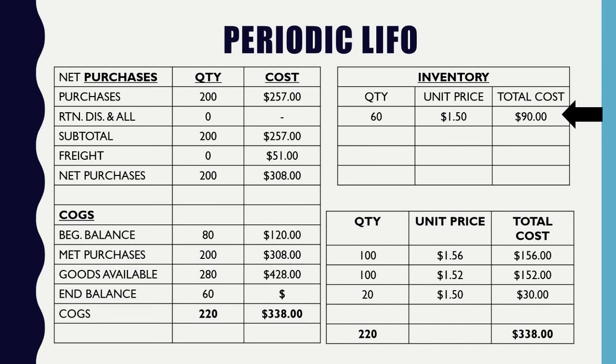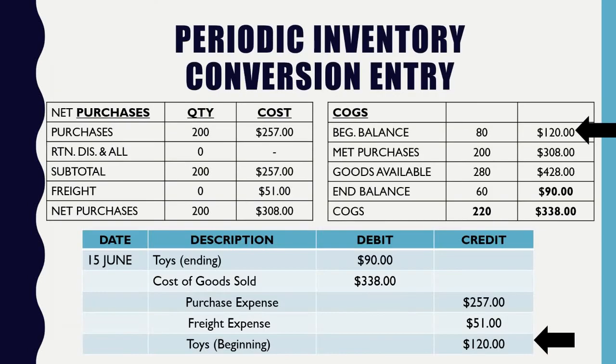And of course, how do I calculate my ending balance? Well, I have 60 units left remaining at $1.50, so that's going to give me my total ending balance to be $90. Or I can simply take my 428, subtract the 338, and I should get 90. Okay. Any questions in regard to this?